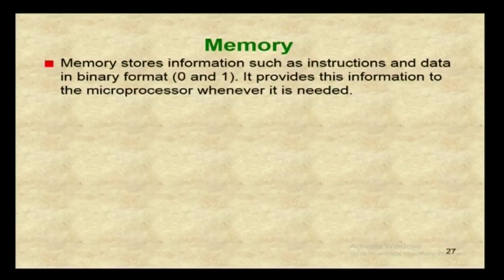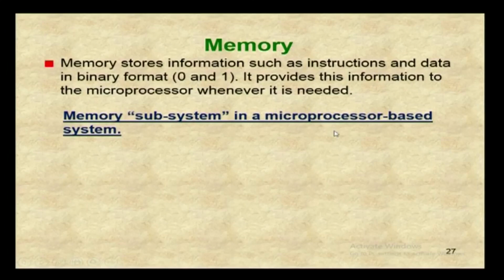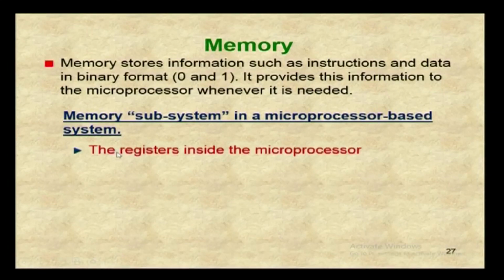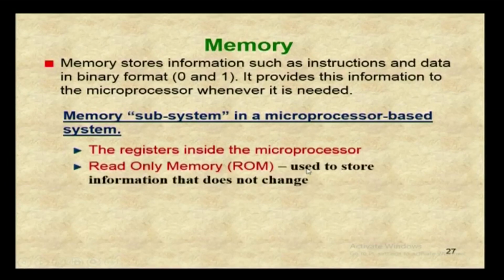Now, let us see what is meant by memory. Memory stores information in binary form, that is, in zeros and ones. This is the one that gives data to the microprocessor. A microprocessor uses different types of memory. Memory is a general term, but we will go in depth later. What types of memory are used in a microprocessor based system? The registers in the microprocessor are also basically memories. A small number of registers will be there.